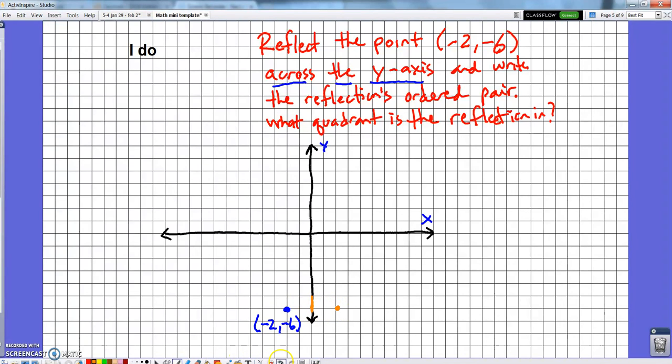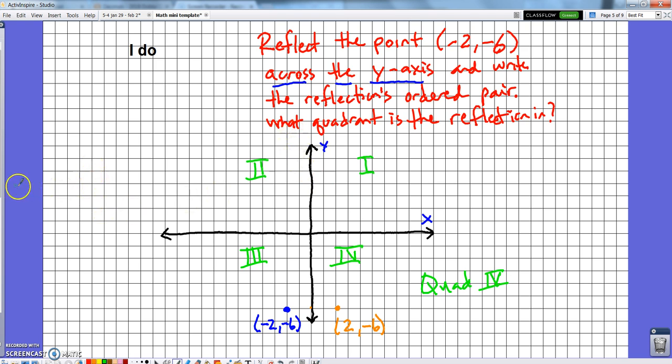That's all it is. And so that new point is +2, 1, 2, 3, 4, 5, 6, -6. So when I reflect -2, -6, I get 2, -6. And last but not least, what quadrant is it in? That is quadrant 1, 2, 3, 4. So the reflection is in quadrant 4. All right, that's all there is to it.